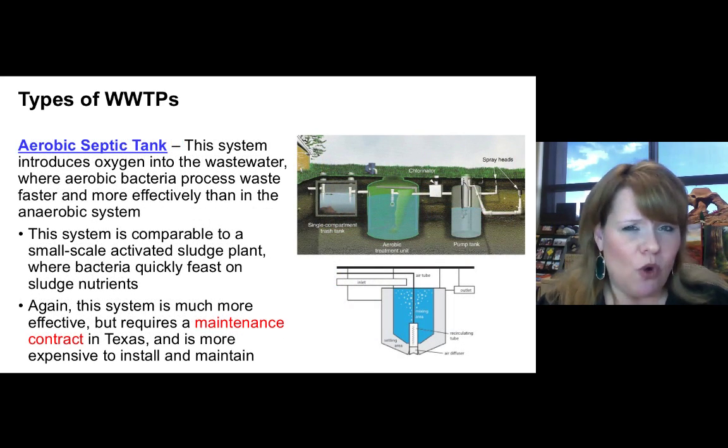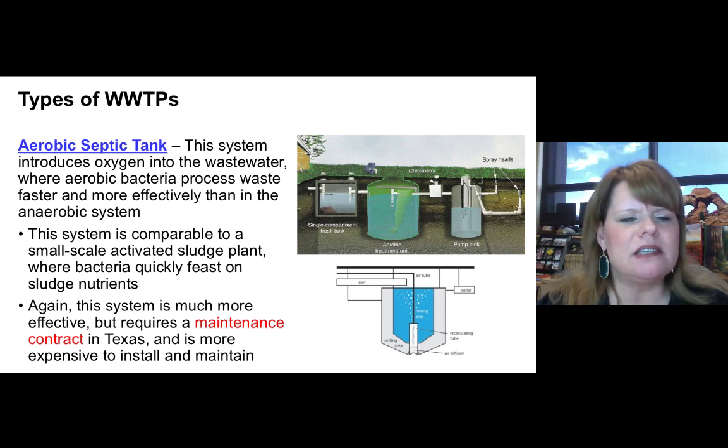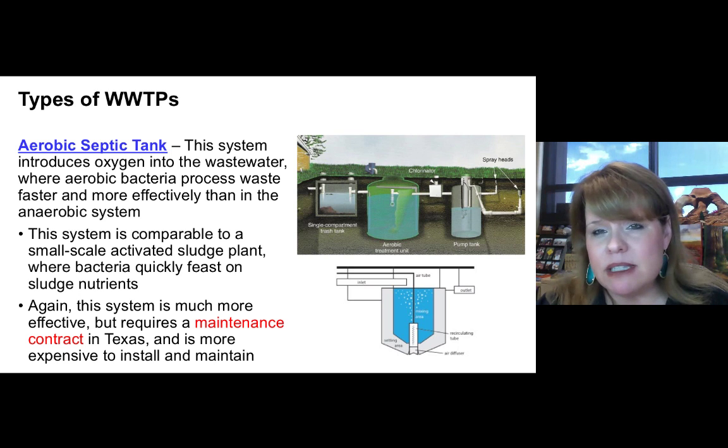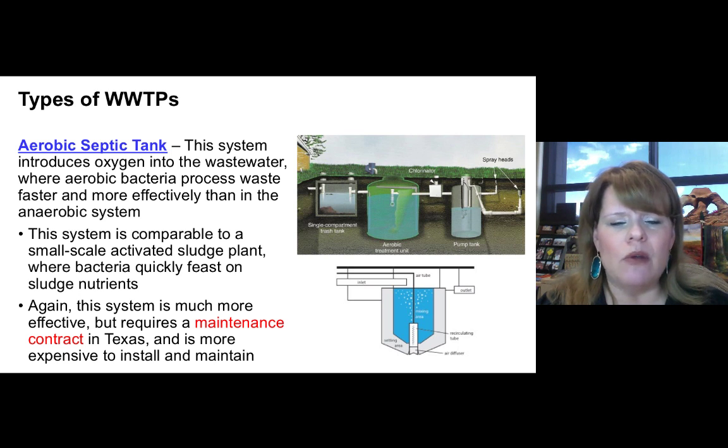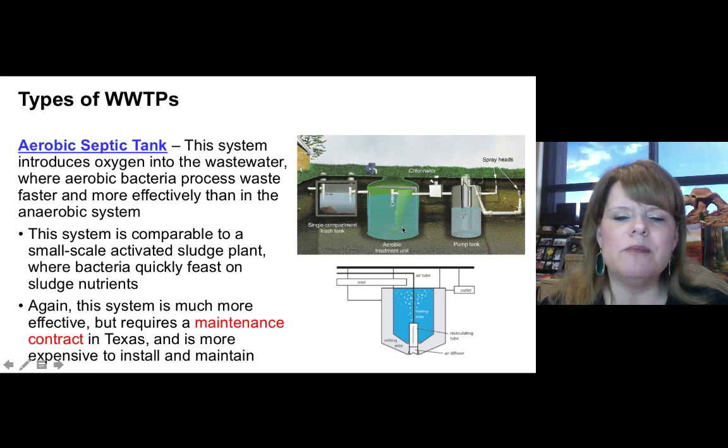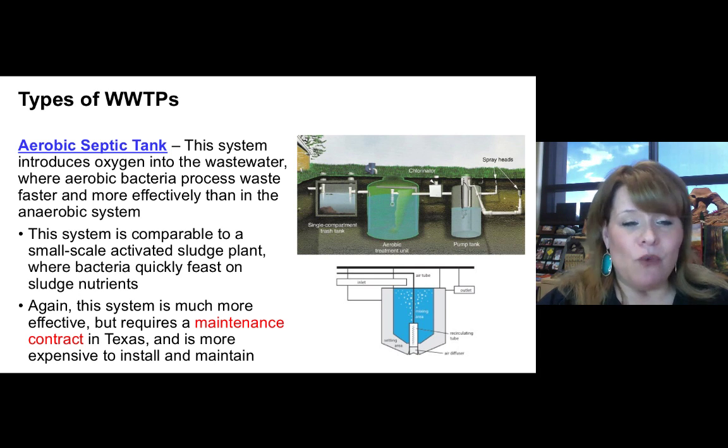So let's talk about an aerobic septic tank and how they're different. This system introduces oxygen into the wastewater. Basically, it's the same setup as we saw for the anaerobic, where the bacteria goes into a settling tank, but there's an additional tank installed, and it's this part right here. And this part right here is going to introduce oxygen into the system, so it actually uses aerobic bacteria instead of anaerobic bacteria. The aerobic bacteria process the waste faster and more efficiently than in an anaerobic system.